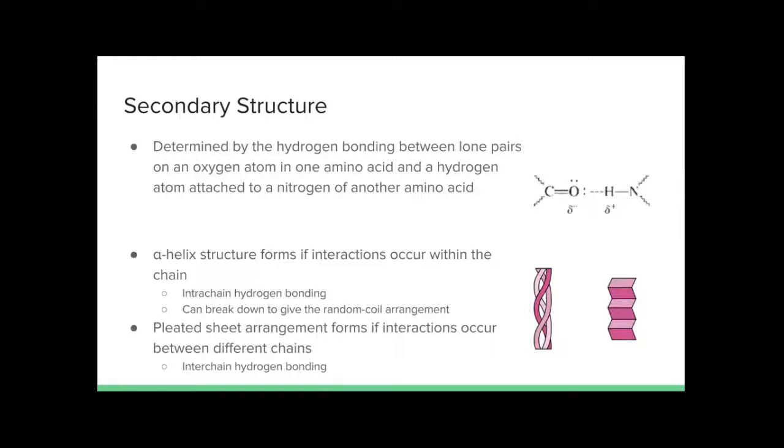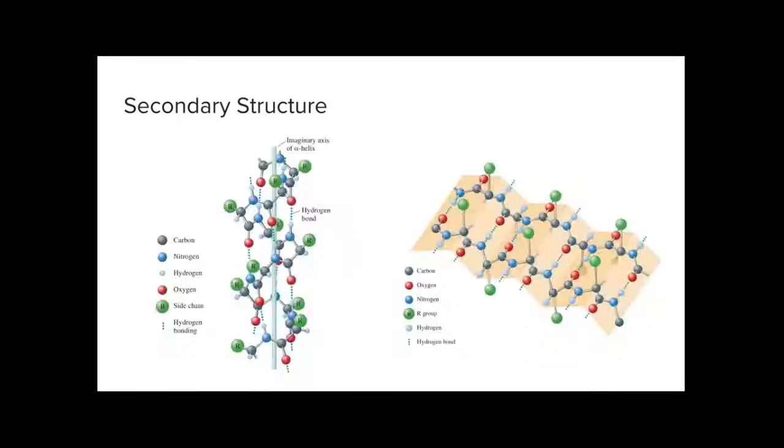One is known as intrachain hydrogen bonding, which ends up forming an alpha helical structure, seen here, because the hydrogen bonds occur between a hydrogen and an oxygen atom within the same chain. And if it occurs between two different chains, known as interchain hydrogen bonding, a pleated sheet arrangement occurs, which looks like this.